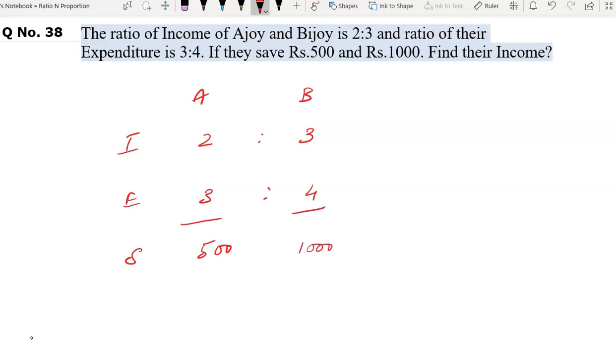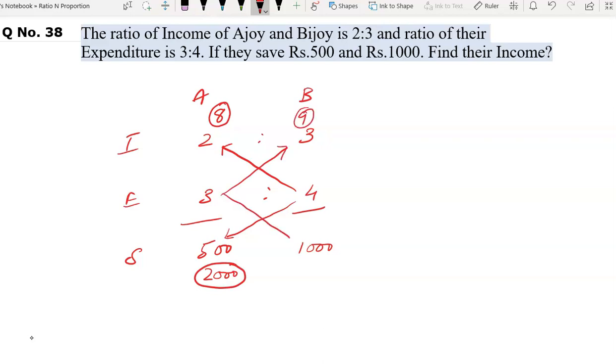So in such type of questions what we will do, we will cross multiply this. 4 into 2 will give us 8. 4 into 500 will give us 2000. Now we will cross multiply this. 3 into 3 will give us 9. 3 into 1000 will give us 3000. Now the difference between 8 and 9 is 1 unit.